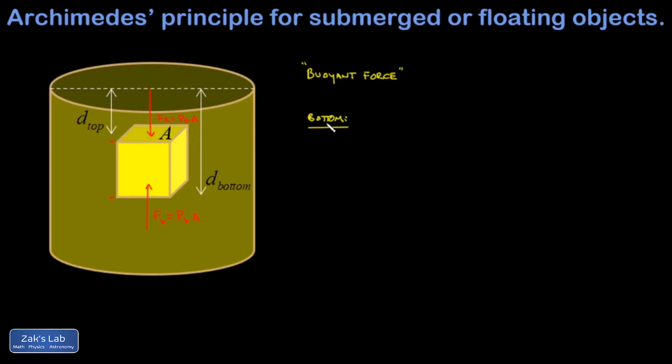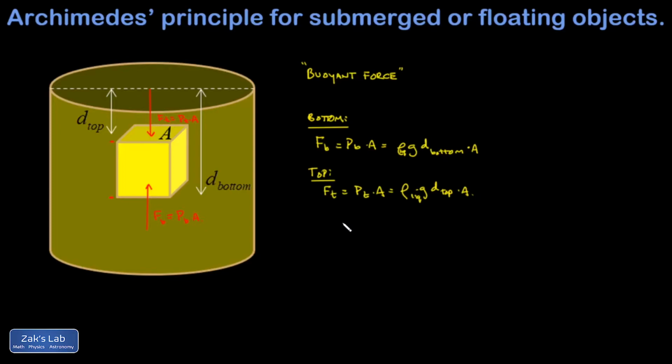So let's put in the details. At the bottom of the object, the force exerted upward is given by the pressure there multiplied by the area of that face of the object, and the pressure there is going to be rho g times the depth. And I should clarify that's the density of the liquid. How about the force downward on the top? F little t, it's going to be p t times A. That's going to be the density of the liquid times g times the depth of the top of the object times A.